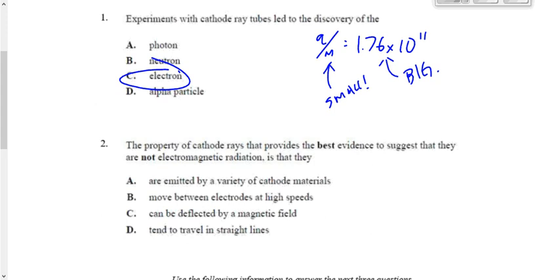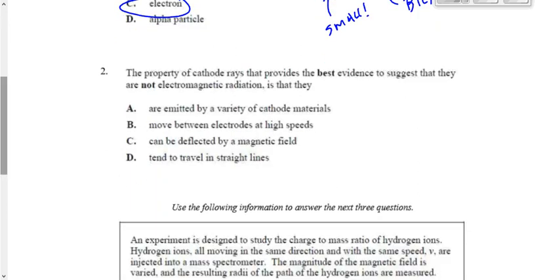He had already established that it was a negatively charged particle by the way it was deflected in a magnetic field. Now we know that it's a subatomic negatively charged particle. Question 2, the property of cathode rays that provides the best evidence to suggest that they are not EMR is that they, what? I don't like the word best.